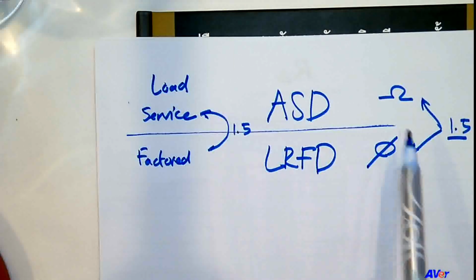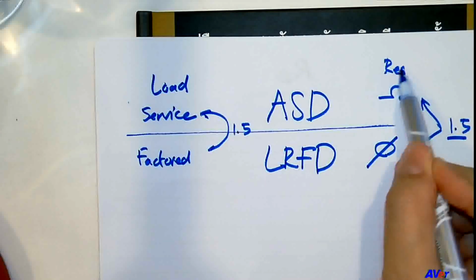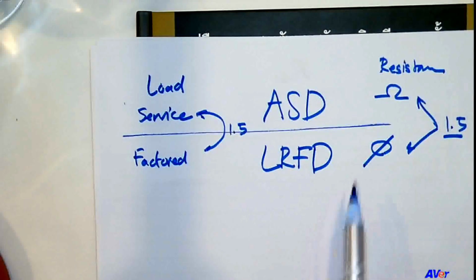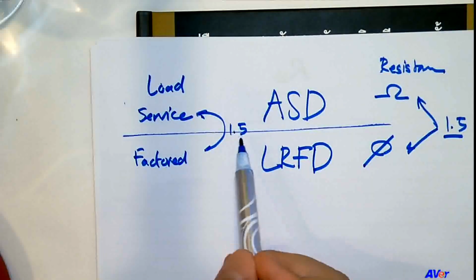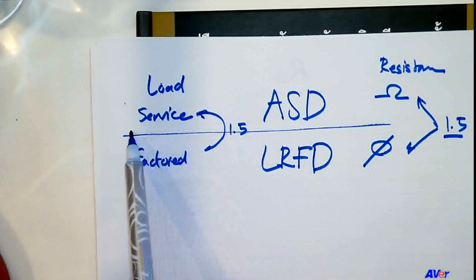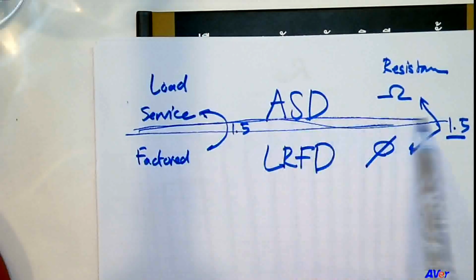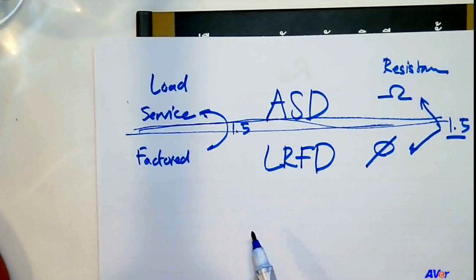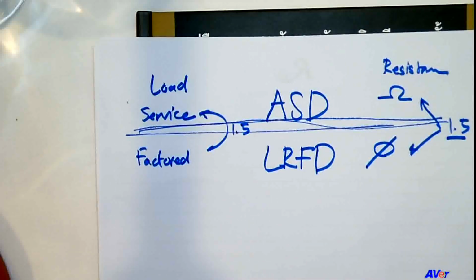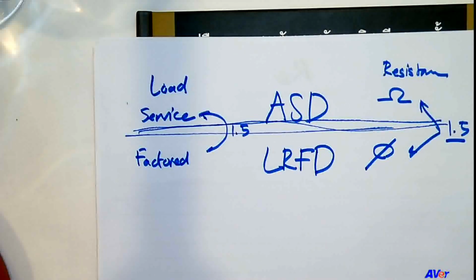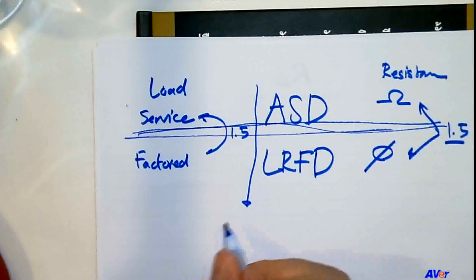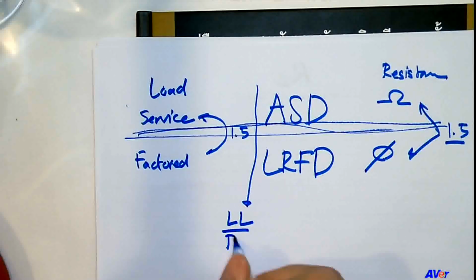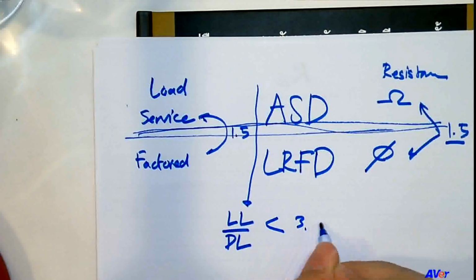So that means on the resistance side, the ASD is 1.5 times less than the LRFD, but on the load side, it's the same. So that means if you use the ASD or if you use the LRFD, generally you should get the same steel section. Now this is true as long as the ratio of live load over dead load is not more than 3.